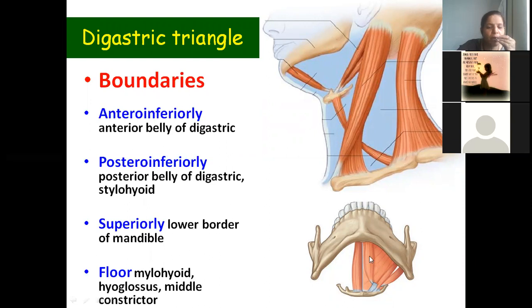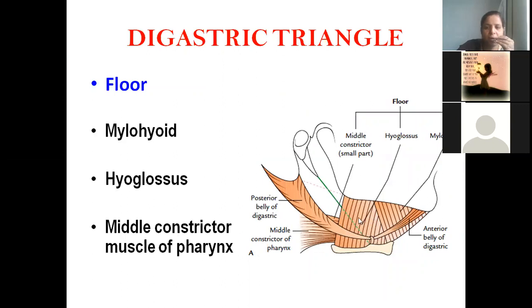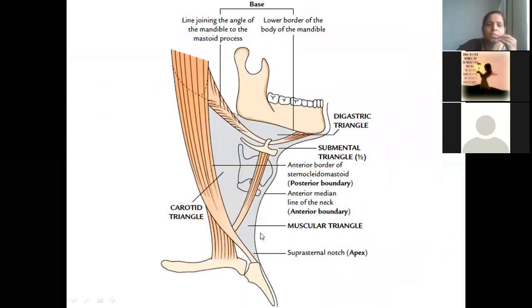If you remove mylohyoid, you will see hyoglossus and middle constrictor. You have removed mylohyoid, you are seeing now the hyoglossus. Okay, beta? The middle constrictor of pharynx also, these structures. That is the floor.